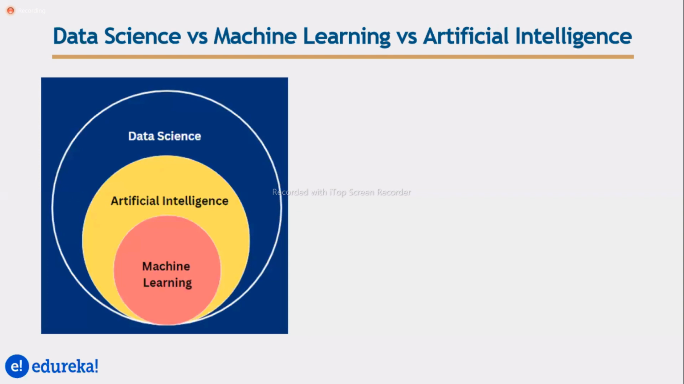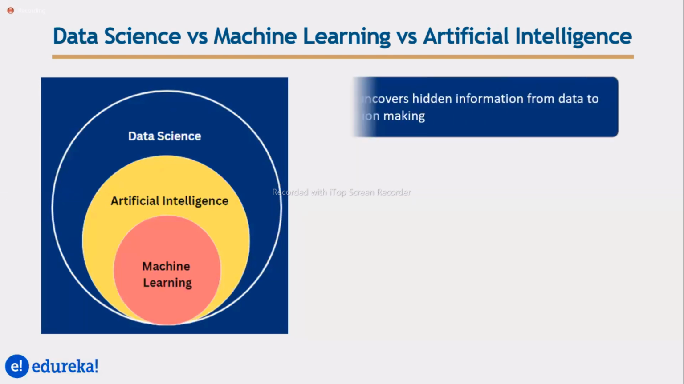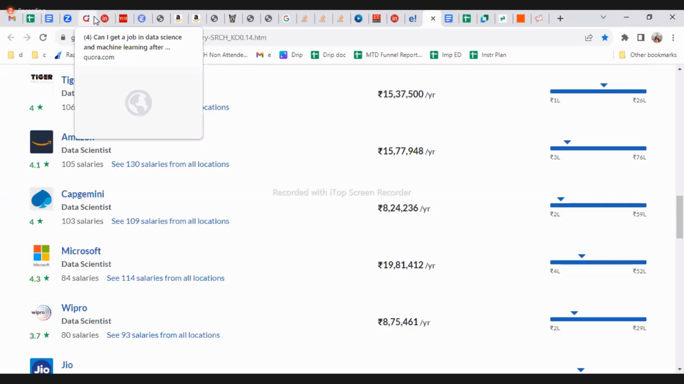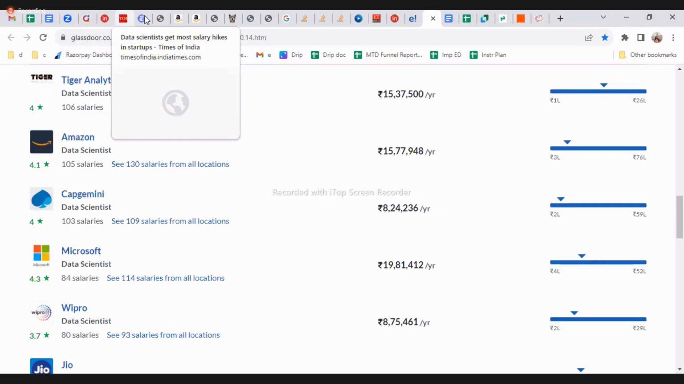So I usually like to explain data science as part of a puzzle. If I have to explain, it is something that helps you uncover hidden information from data to promote decision making, right? With a lot of data, we are able to make analysis from that data and we are able to make meaningful business decisions out of it, right? What does that mean? Wait a sec, let me give you another example.